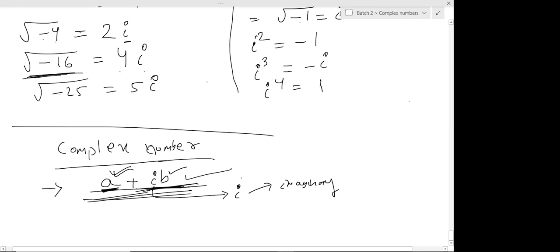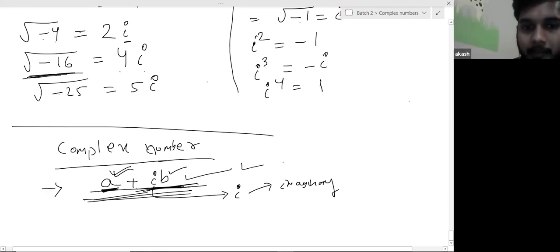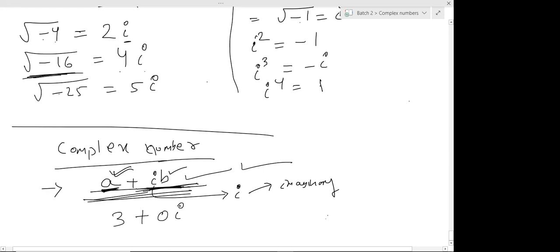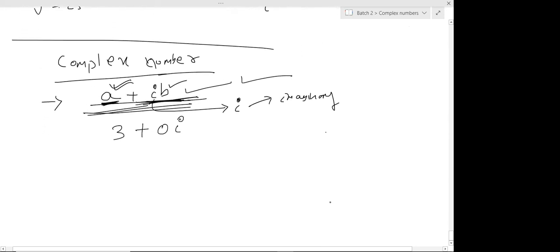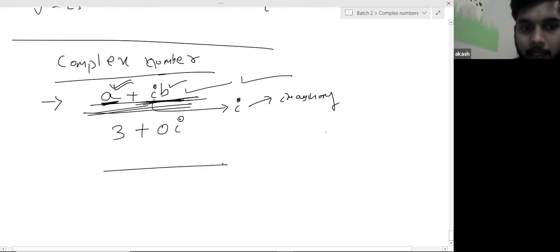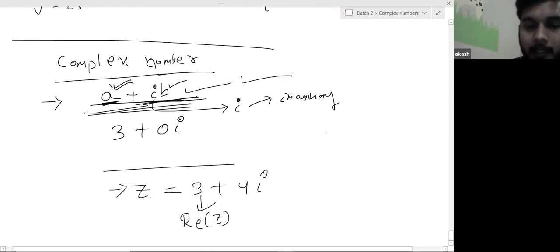So any number can be written in this form. If you have 3, this can be written as 3 plus 0i, right? All right, clear? Now the last thing, if we have 3 plus 4i, then this 3 is called the real part of z. We denote a complex number as z.